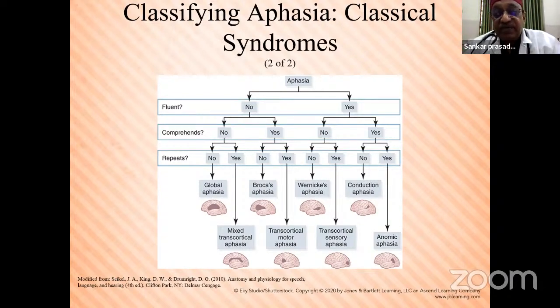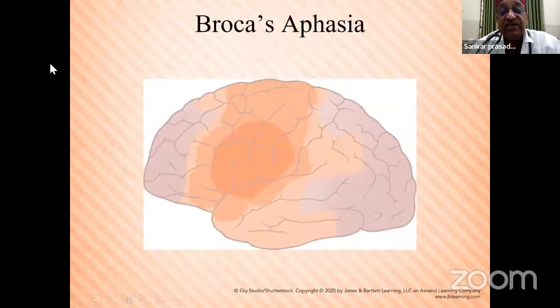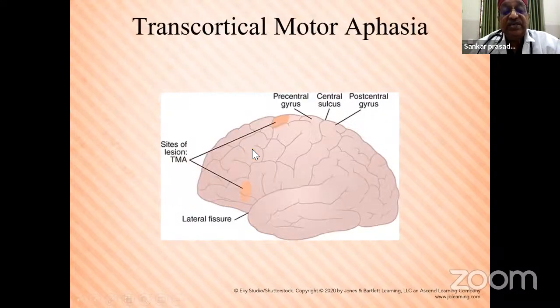Similarly, the Wernicke's area is the sensory one. Conduction aphasia is a disturbance in the arcuate fasciculus, which is very rare, and the same thing in anomic aphasia. These are the main groups of aphasia which you see, and you can see the various areas of the brain involved in Broca's aphasia. Broca's aphasia can be seen in these areas, and the sites of lesions of transcortical motor aphasia are the surrounding area of Broca's.